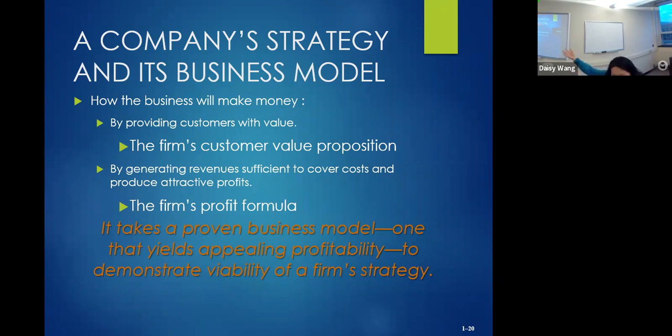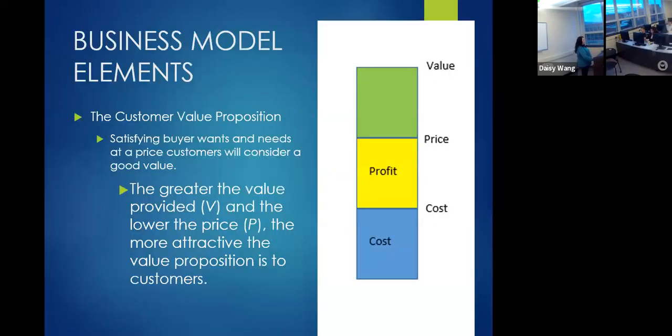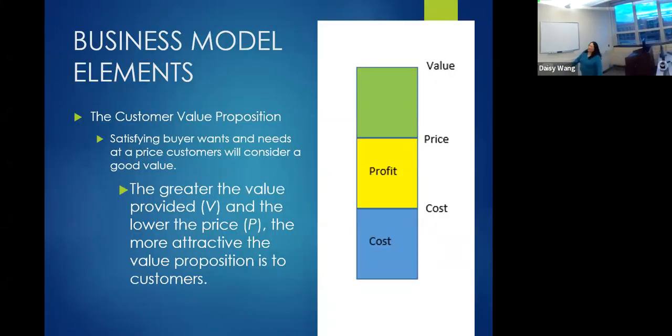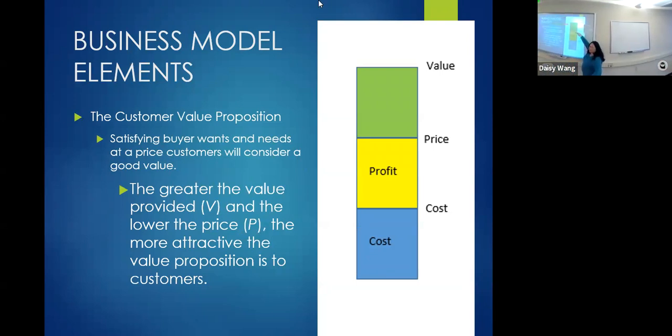So people are willing to pay that much, okay? So the profit formula is this. Here. The value has to be higher than the price. This is the price we pay. And of course, the price they charge should be higher than their cost. Okay, so they will have profit.